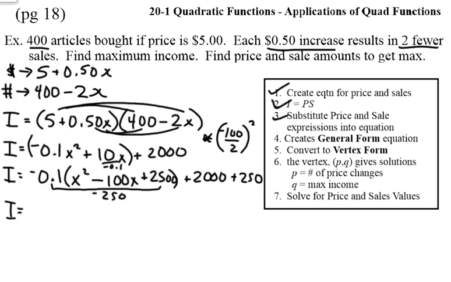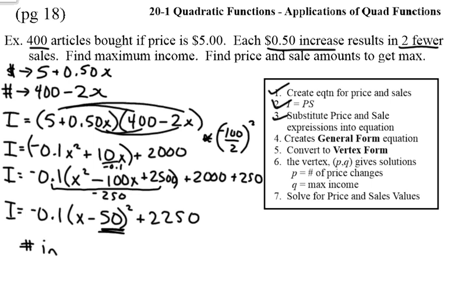Our final vertex form: negative 0.1 times x minus 50 squared plus 2,250. What is this telling us? Well, our p-value is the number of increases. Number of increases in this case was 50. They realized they needed to bump the price by 50 cents 50 times to get a maximum income of $2,250.